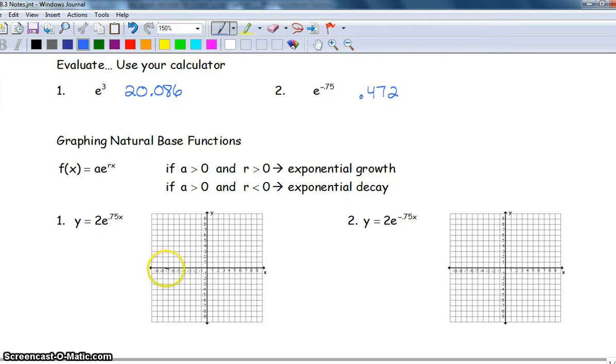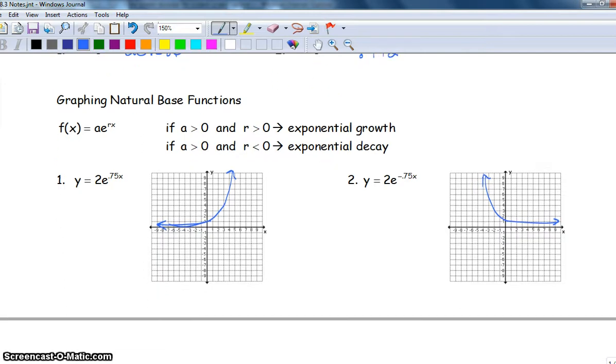And we're not going to have big points here. We see that we're multiplying by a number greater than 0, and our rate is going to be greater than 0, which means it's exponential growth, which means we should expect our graph to look like this. And it's going to approach 0. Over here, we're multiplying by an a value greater than 0, but our rate is a negative 0.75. So I'm going to expect to see an exponential decay function. So just relating that to the exponential growth and decay that we've talked about the last couple days.